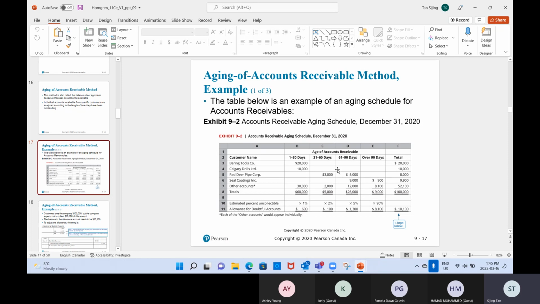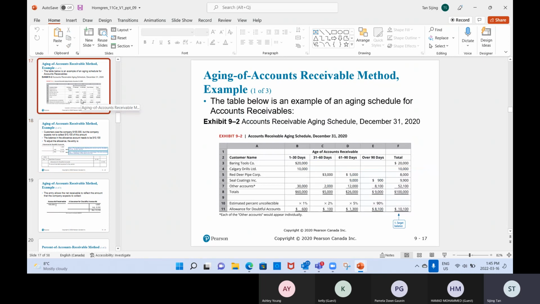Now following the same procedures, you see the Red Deer Pipe Corporation, 31 to 60 days. Owes you $3,000. Now you need to add it up. 3,000 plus the 2,000. This is $5,000 under 31 to 60 days. 2% of this $5,000 will not be collectible. So that would be $100. When you finish all those for each client, you have your total allowance of $10,100. So this is the total allowance for doubtful accounts. Right, so that is the target.